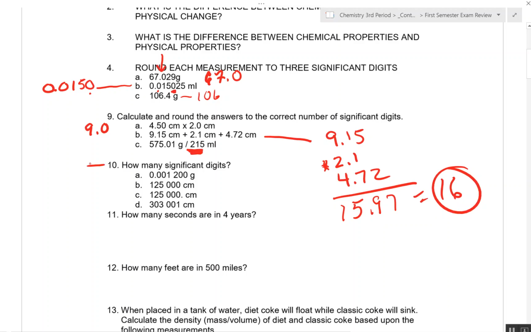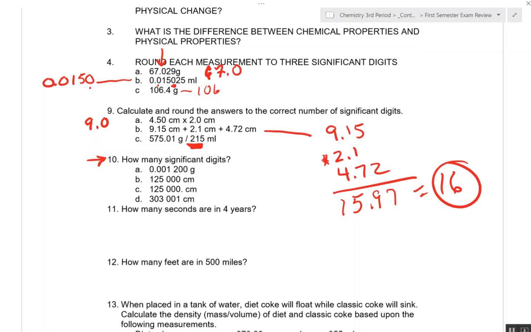I'll let you do 10 on your own. Like I said, I'm posting the key later today. Do you need to do conversions? Okay, let's scroll past here.